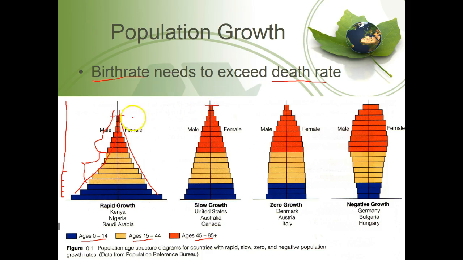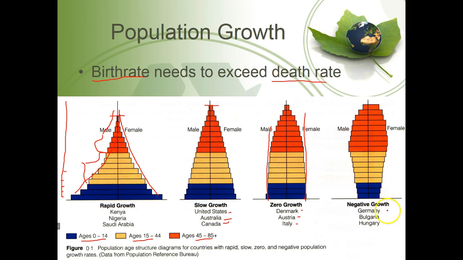Also, in this population, people are growing to be older than in this population. They're dying earlier on average. You can see how much higher it is. That would be countries like Canada, the United States, Australia, a lot of the European countries that are still growing. And then you have zero growth. It's more of just a straight tube. It's not flaring at all. That would be countries like Denmark, Austria, Italy.